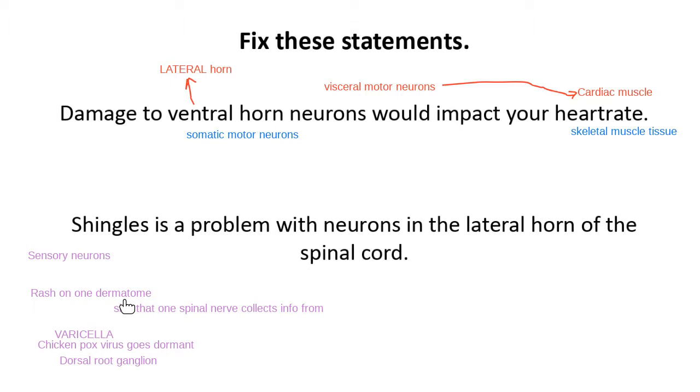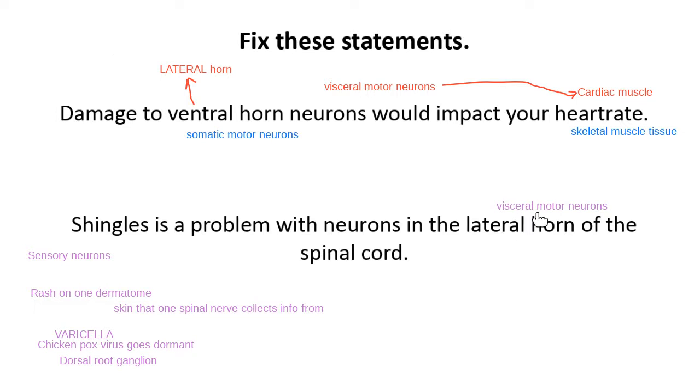So when we look at our statement about shingles, it's talking about neurons in the lateral horn of the spinal cord. What did we say about the neurons here? What kind of neurons live in the lateral horn of the spinal cord? Yeah, the ones in the lateral horn are what we call the visceral motor neurons.